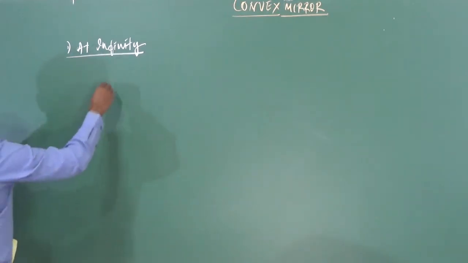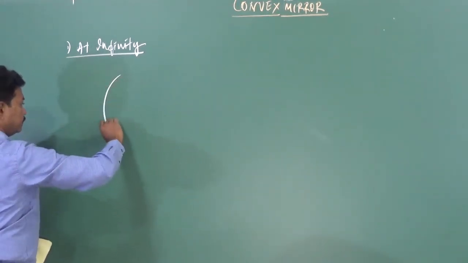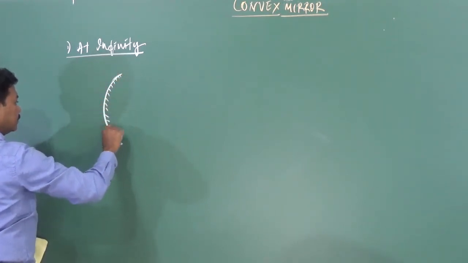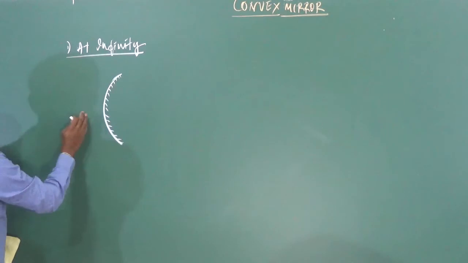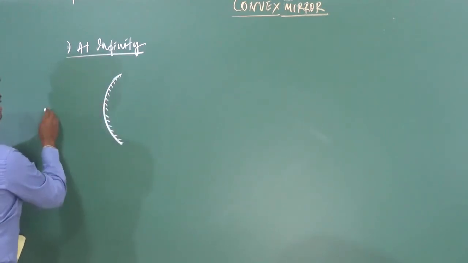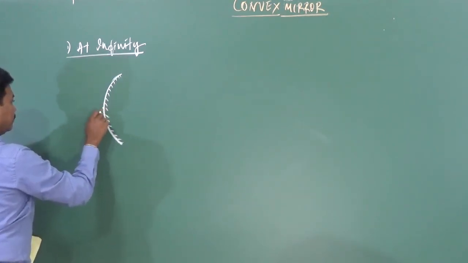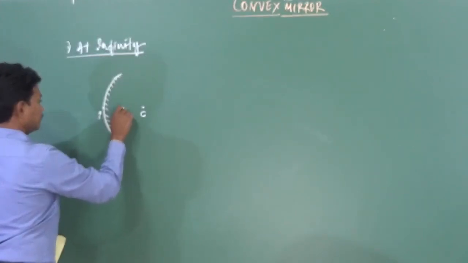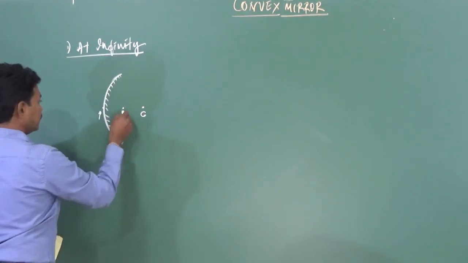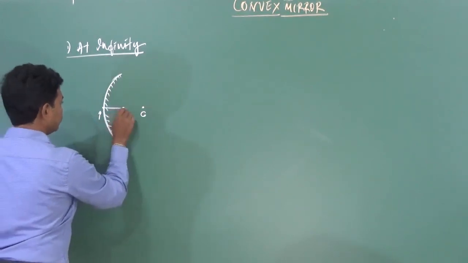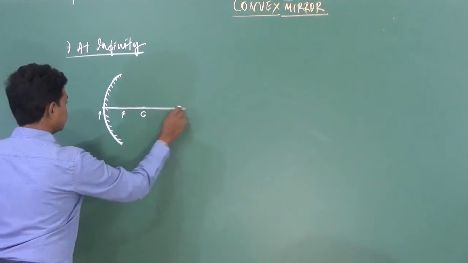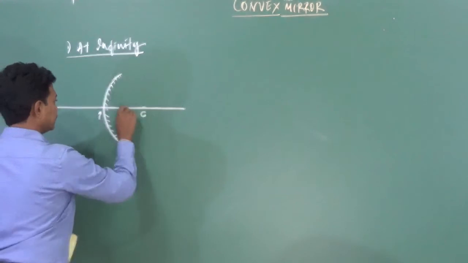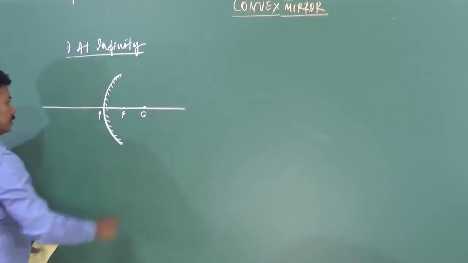So now let us go with the mirror. This is a convex mirror. It is silvered at the inner surface so that it is highly reflecting at the outer surface. So this will be the pole of the mirror. This is the center of curvature. This is the principal focus, which is indicated by F. We will join all these 3 points and extend it in this direction also. So this becomes the principal axis, which is passing through all the points.